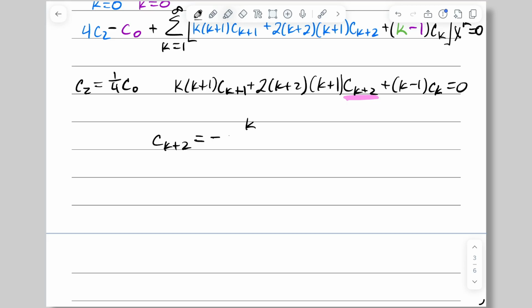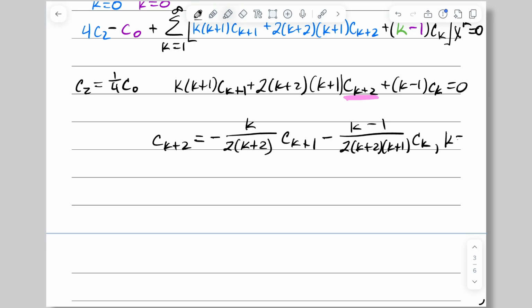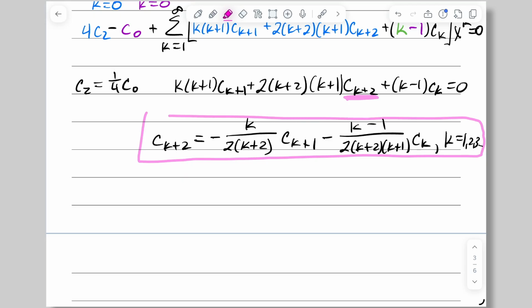negative k over 2 times the quantity (k plus 2) c sub (k plus 1), because for those terms, the k plus 1 divides out, minus (k minus 1) over 2 times (k plus 2)(k plus 1) times c sub k. And here I'll write down k starts at 1, 2, 3, etc. That equation, together with the information about k's starting value, is the recurrence relation.